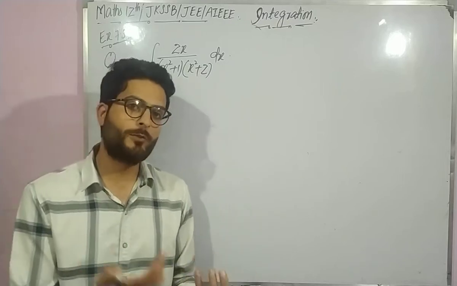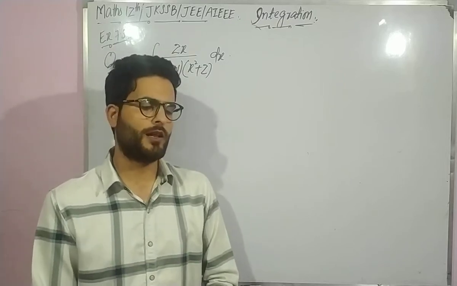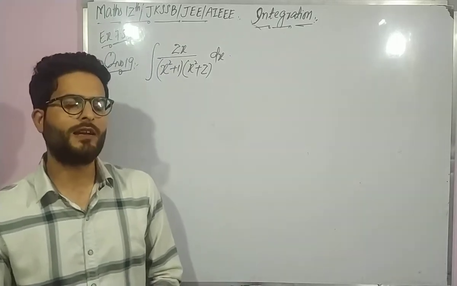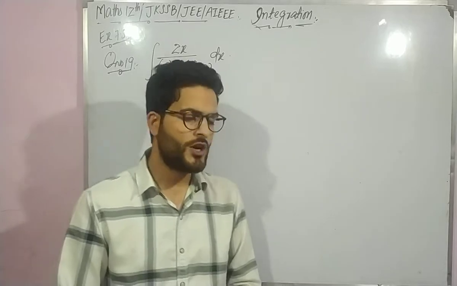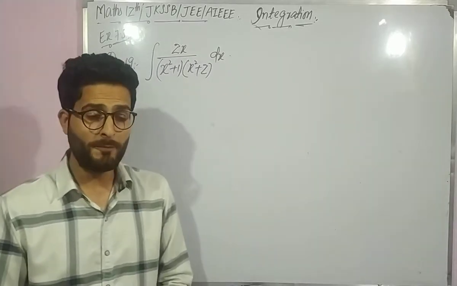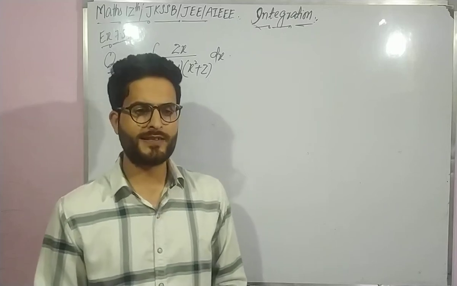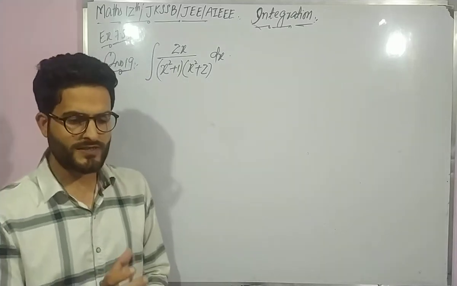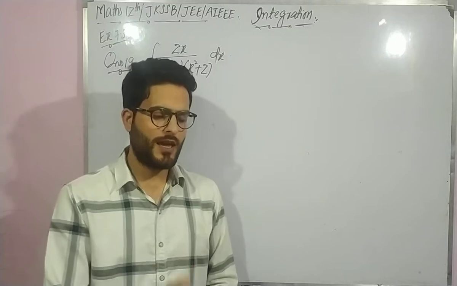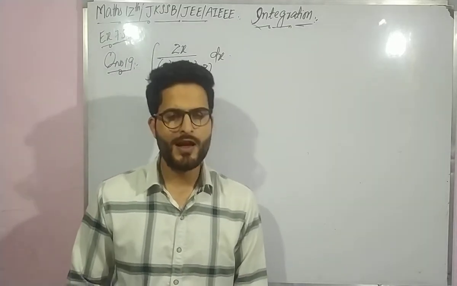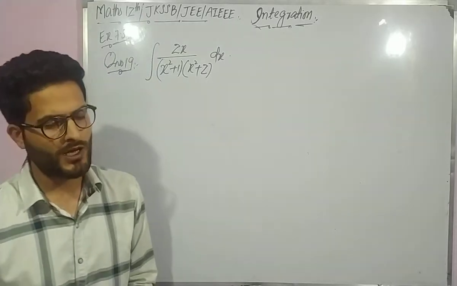So if the degree of numerator is less than the degree of denominator, it is obviously a proper rational function, and we can directly apply integration by partial fractions to it. However, if the degree of numerator is not less than the degree of denominator, it's an improper rational function. So first we have to reduce that improper rational function to a proper rational function by the long division method and by applying the division algorithm.